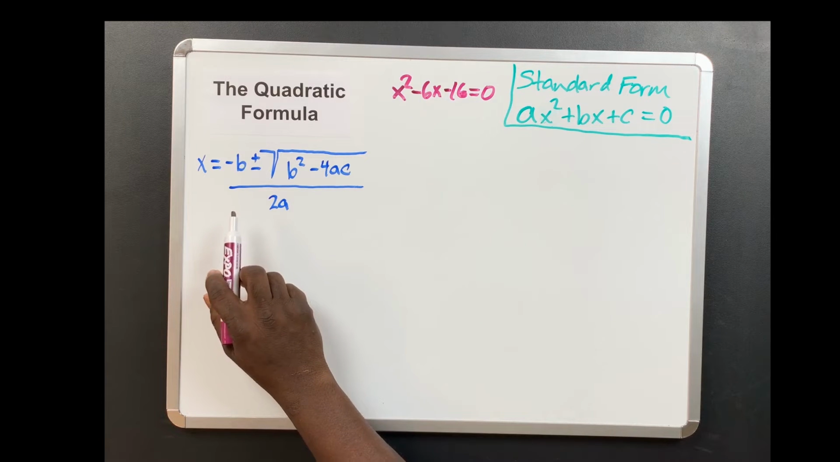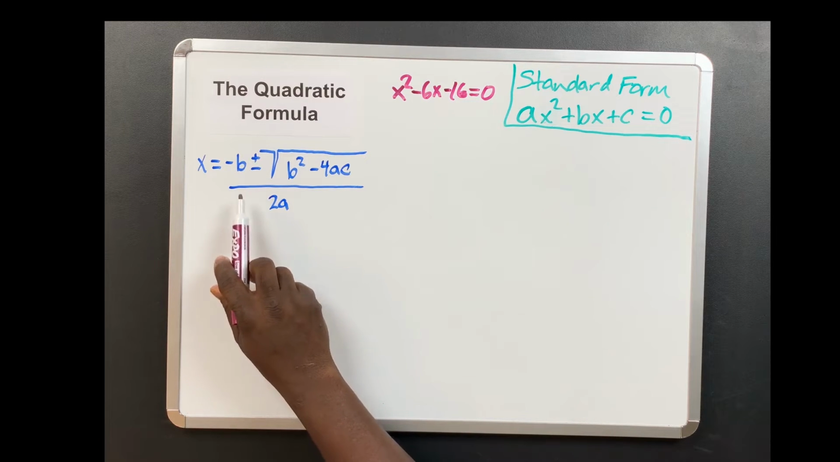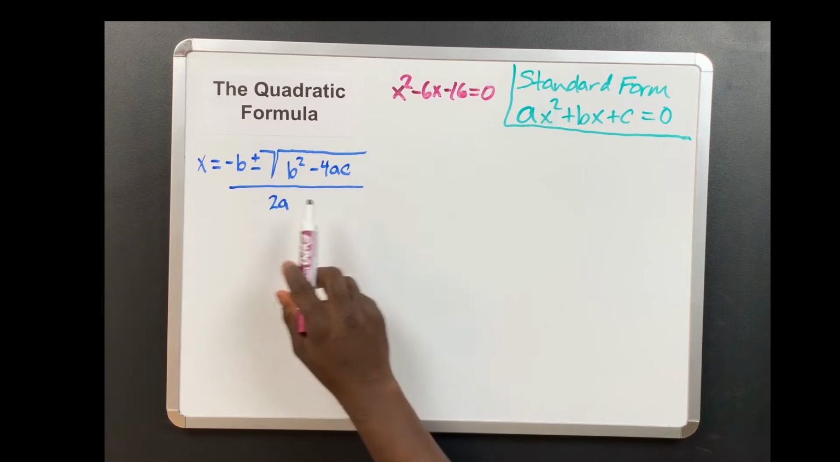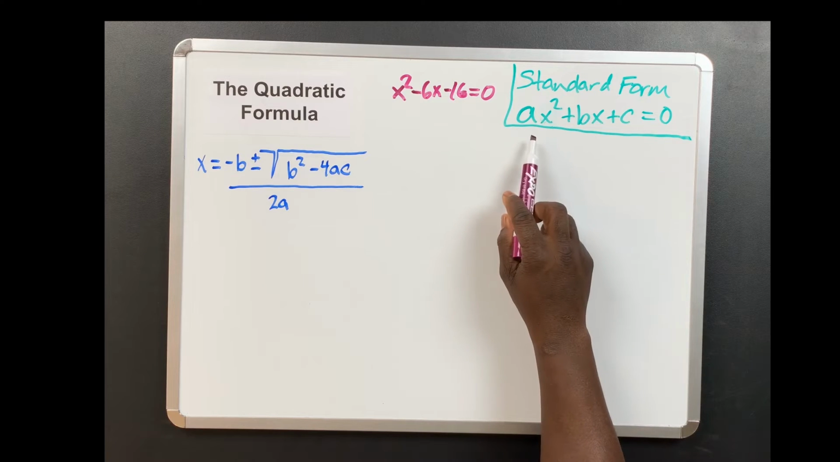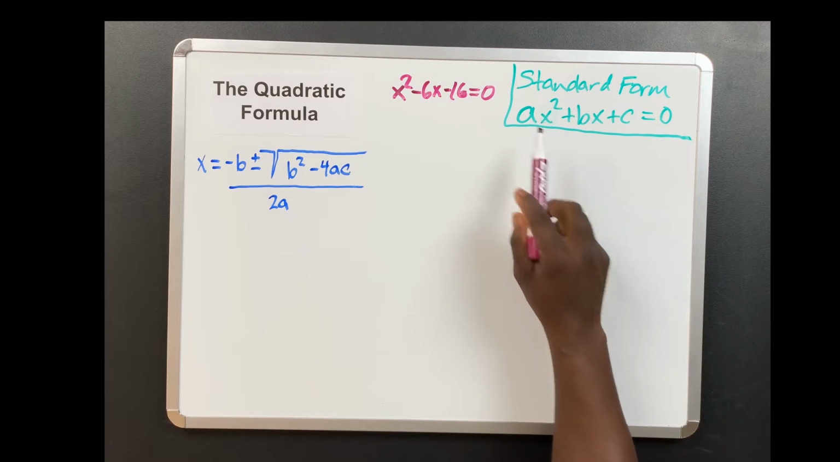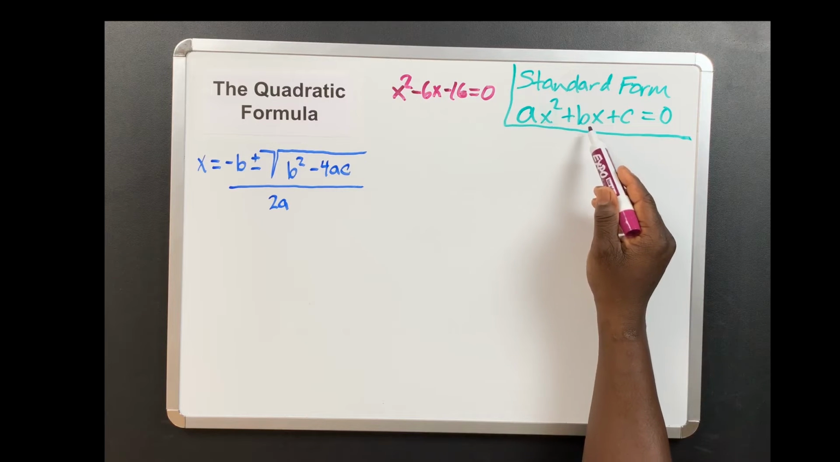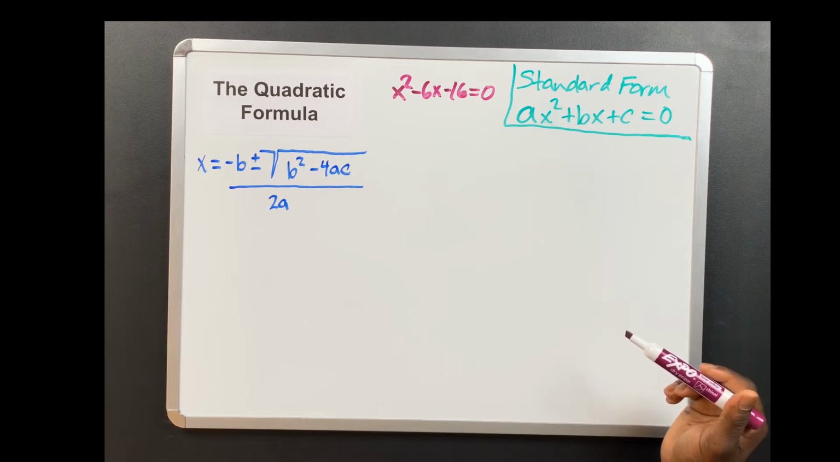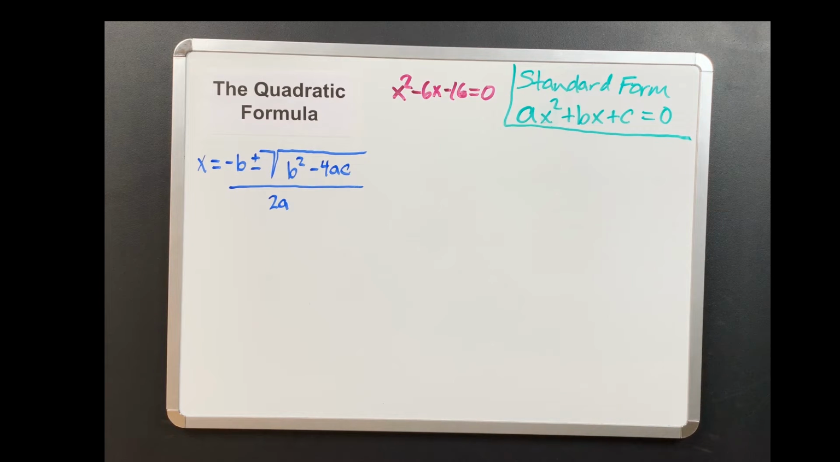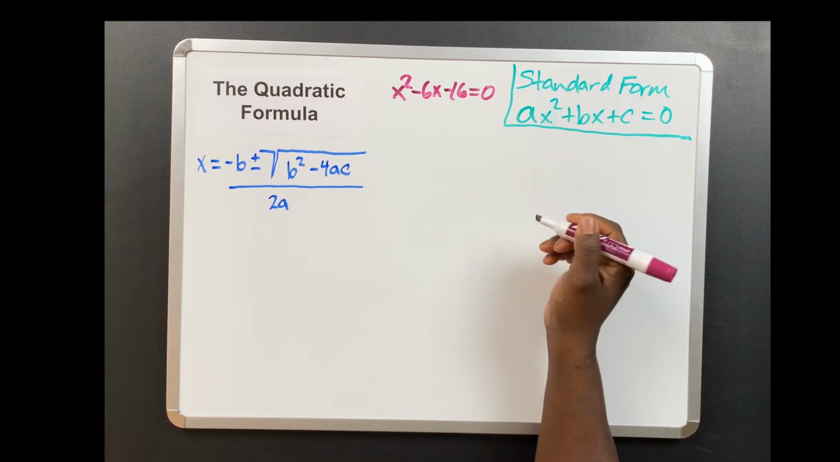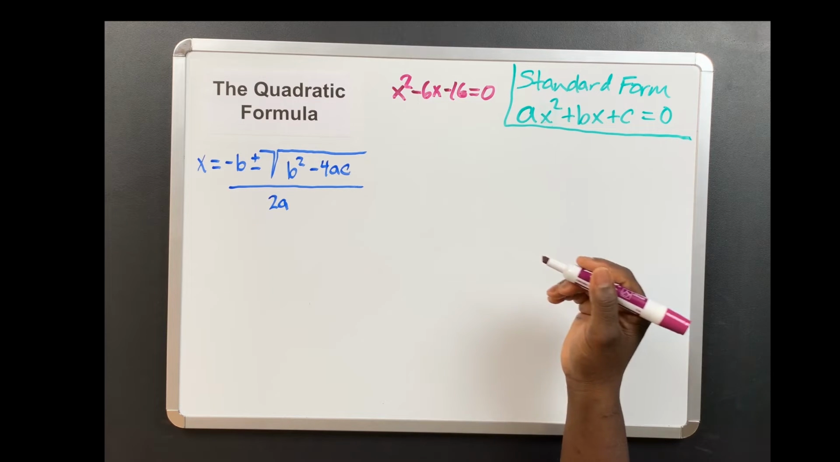If you notice, the variables in the quadratic formula are a, b, and c. In standard form, the coefficient of the first term is a, the coefficient of the second term is b, and here we have a constant of c. So we're going to identify a, b, and c in this quadratic equation so we can substitute them in the quadratic formula.